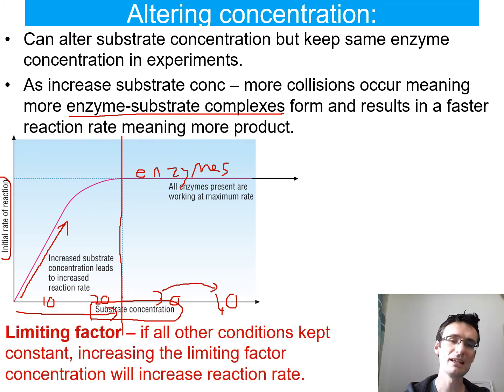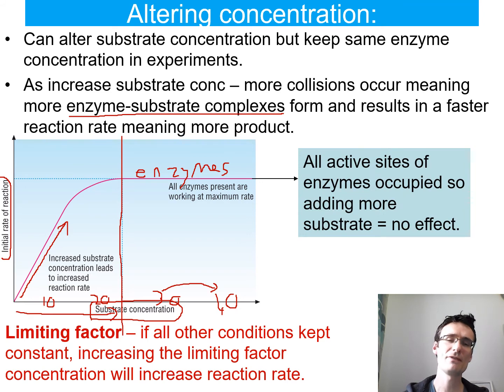But the limiting factor is, if all of the conditions are kept constant, increasing the limiting factor will increase your rate of reaction. So the limiting factor before the line is the substrate concentration, but after the line, all the active sites of the enzymes become occupied. So adding substrate will have no effect. Enzymes have become the limiting factor in that case because it doesn't matter how much more substrate you've got, if you haven't got the active sites, then it's not going to increase the rate of reaction.